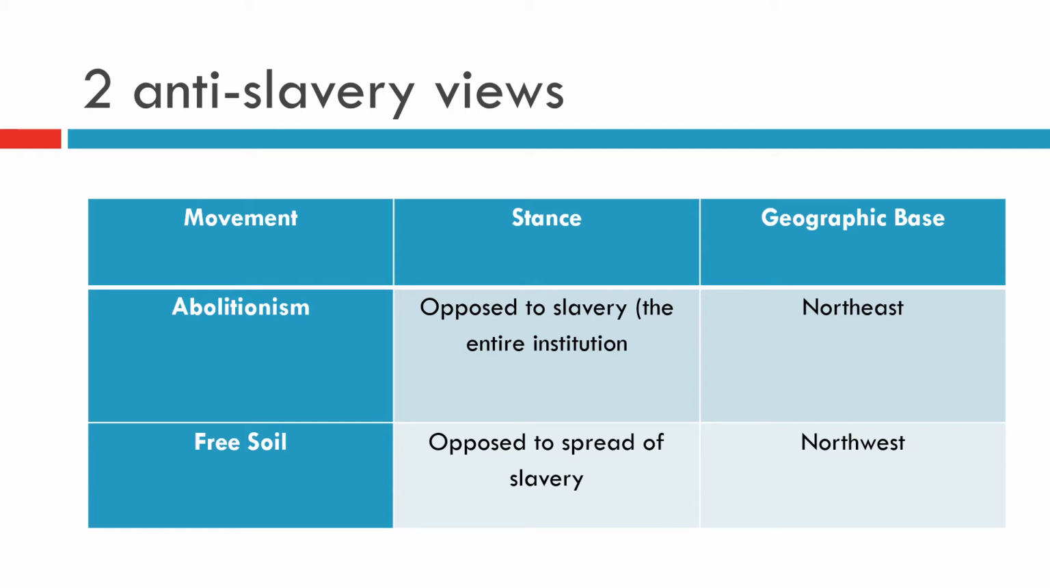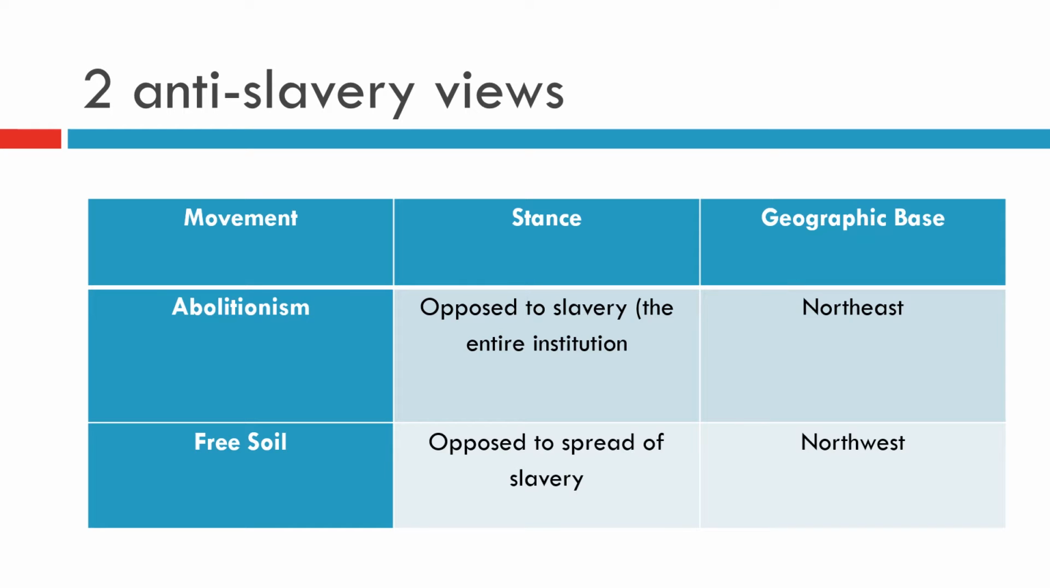Also, to review, we've said that the North and the West were more closely linked than either of those were with the South. But it's a good time to point out that there were two different anti-slavery views. And they're really regional or sectional. So take a look at abolitionism on the top of that chart there.